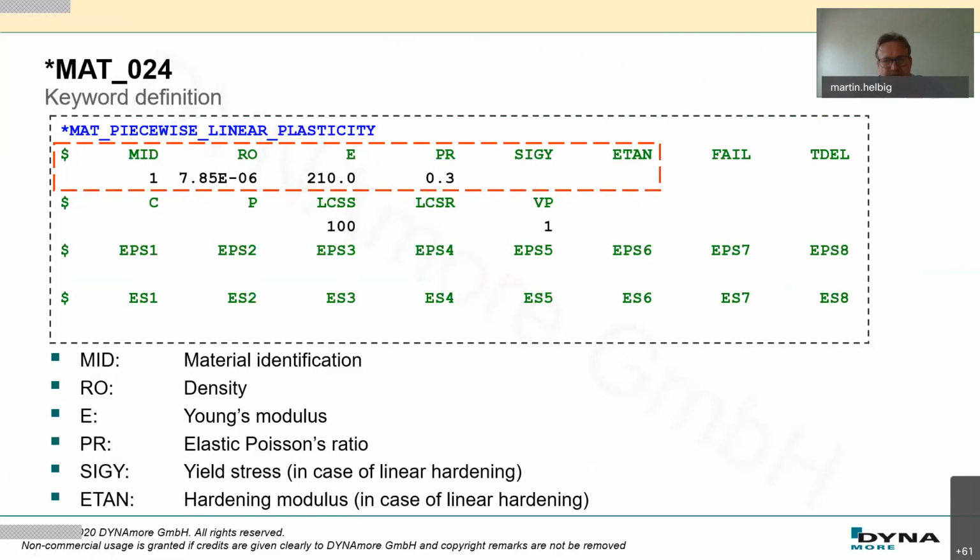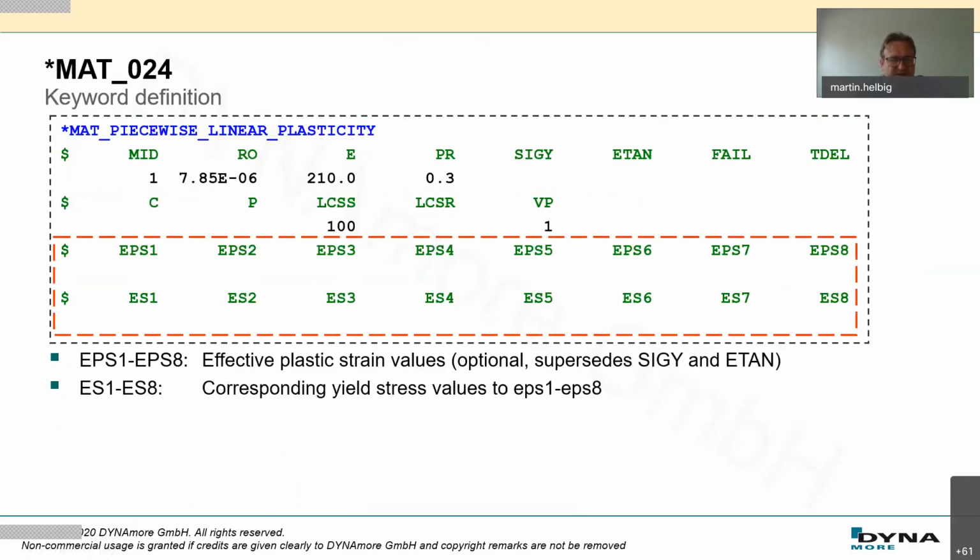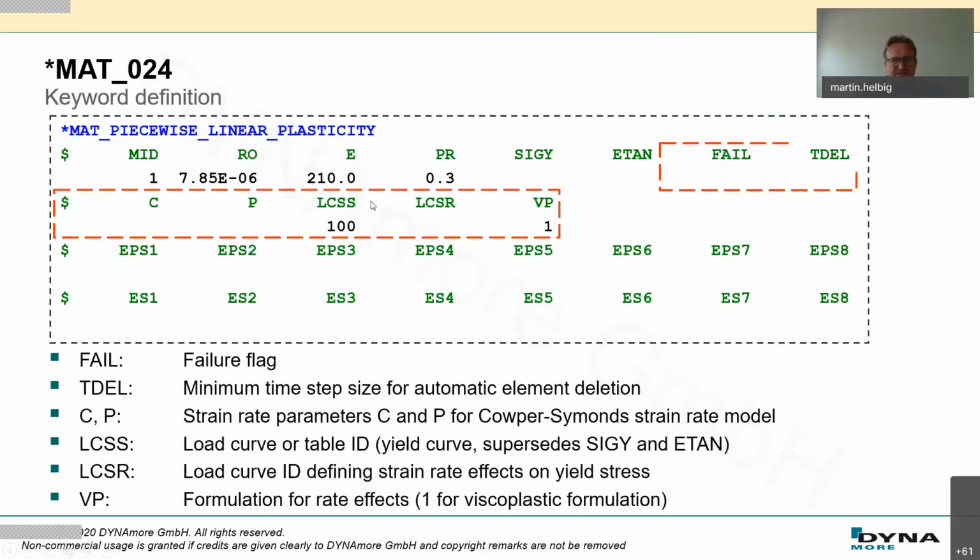Nowadays, most of the time we don't use this bilinear way. The second opportunity to describe the yield behavior is over 8 points, to give in the plastic strain and also the corresponding stress value. This is something historical. In our days, we use a load curve to describe it, and this is LCSS. This is a load curve or a table you give in to describe the yield behavior.